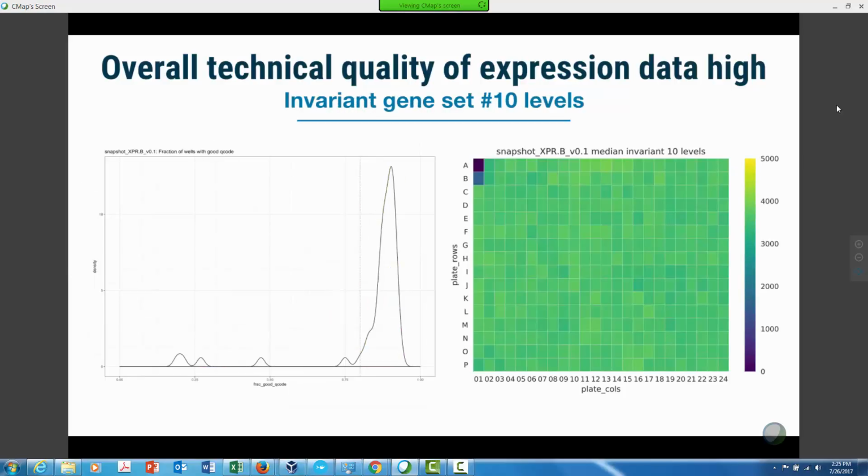We also have a couple of gene sets that we use for standard QC. They're called invariant gene sets, and these are sets of genes that we found to generally have a very consistent expression level. Here I've shown you invariant gene set 10. These are genes that we expect to have pretty high expression regardless of the cellular context. So we use them as a benchmark just to make sure that the expression magnitude is at reasonable levels. And again, you can see that for the most part, by this QC measure, the data looks good. So that's great.